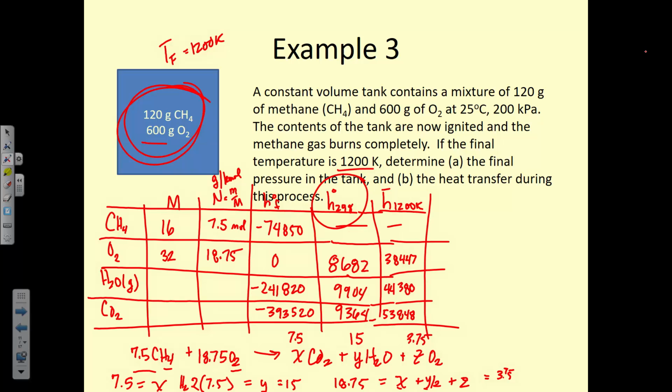So again, if we were to look back at this math, then we can double check, right? So 7.5 carbons on this side, 7.5 on this side. 18.75 O2, we have a 7.5 plus 15 over 2, plus 3.75, gives us 18.75. So it's just a matter of adding everything up and balancing on either side for each of those individual components.